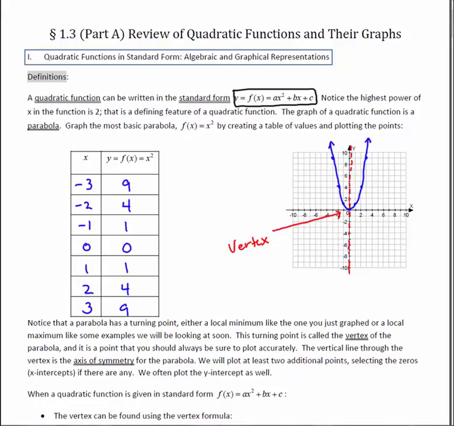When you graph a parabola, in addition to getting the vertex in the right spot, I'll ask that you plot at least 2 additional points. And if there are any, we'll always try and plot the zeros as our 2 additional points. If it's convenient, we'll frequently plot the y-intercept as well.